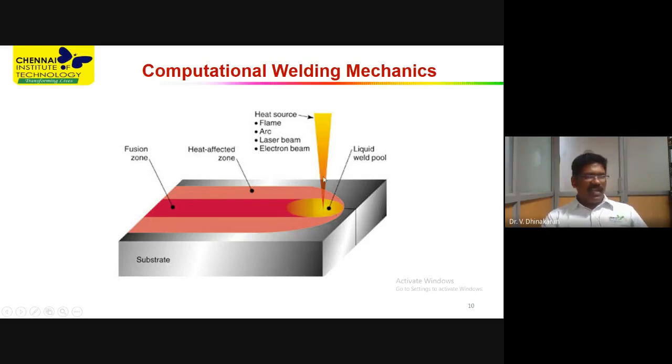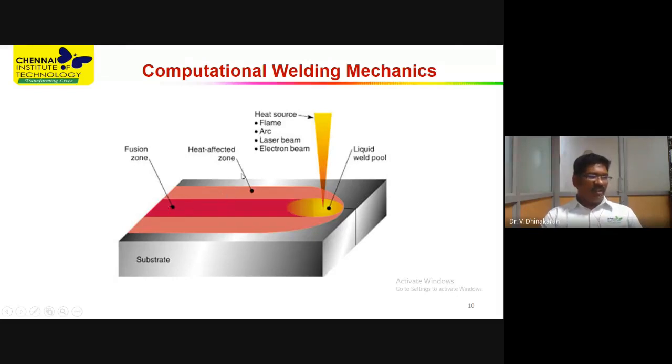This is the laser power source, and this is a local weld pool. Okay. So this is a liquid weld pool. The liquid weld pool has a diameter of a few millimeters, but it is very complicated to analyze. It's a very complicated phenomenon, which cannot be easily solved.